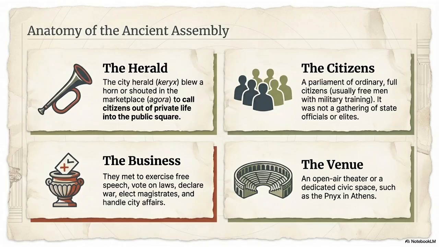Okay, so these citizens hear the horn, they drop what they're doing, and they gather. Where are they going? They gathered in massive open-air venues. In Athens, they used a dedicated space called the Pnyx. In other cities, they used the great stone theaters. Then what are they doing once they get there? They are conducting the heavy lifting of city business. They are voting on laws, electing magistrates, declaring war, determining taxes.